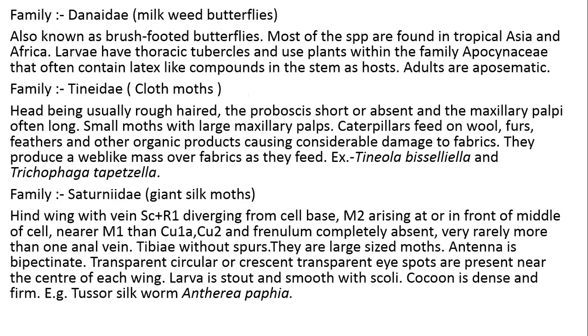Next family is the Danaidae, milkweed butterflies, also known as brush-footed butterflies. Most of these species are found in tropical Asia and Africa. Larvae have thoracic tubercles and use plants within the family Apocynaceae, that often contain latex-like compounds in the stem, as a host. Adults are aposematic.